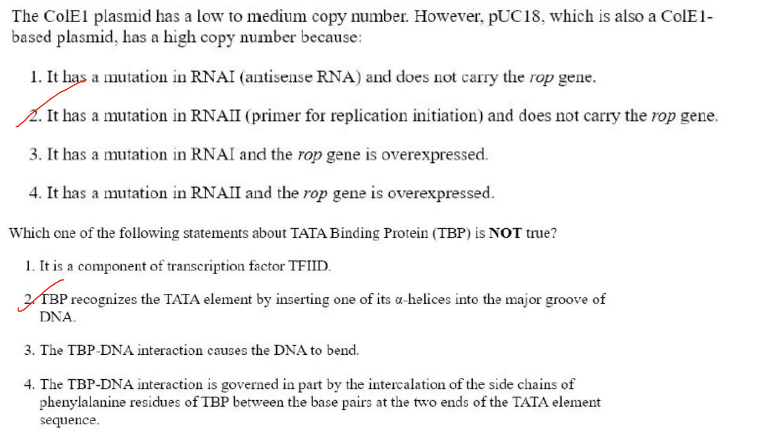Now next one. The col-E1 plasmid has a low to medium copy number. However, PYQ18, which is also a col-E1 based plasmid, has high copy number because now there is a mutation in the RNA1, antisense RNA, and does not carry the ROP gene. Now what is this ROP gene? ROP is a repressor of primer, is a small dimeric protein that participates in the mechanisms that control the copy number of the plasmid of the col-E1 family.